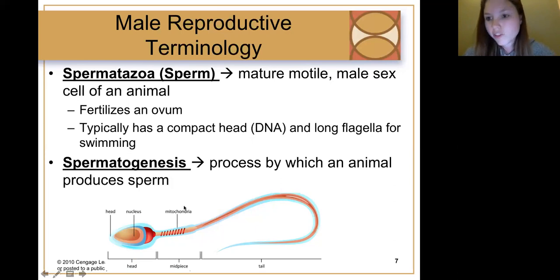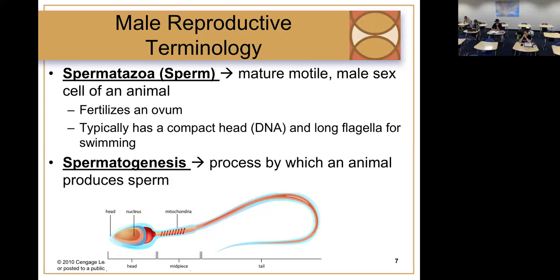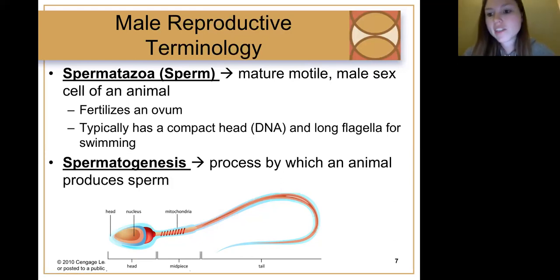So what does the mitochondria do? Does anybody remember? Isn't it the one that makes all the ATP? Yes. Mitochondria is the powerhouse of the cell, and it makes the ATP. So sperm are obviously going to have to do a lot of swimming, a lot of movement. So they need that ATP to provide them with energy to be able to do that. So that's why they have that mitochondria there. And then you have the tail, which is for movement, obviously, because they have to swim through the female reproductive tract in order to get to the egg.